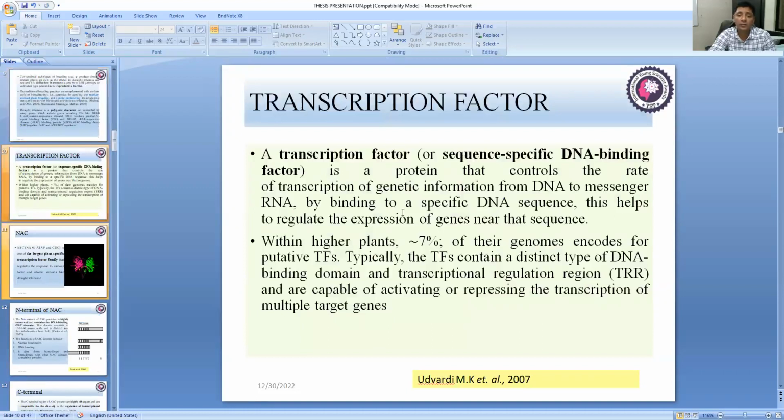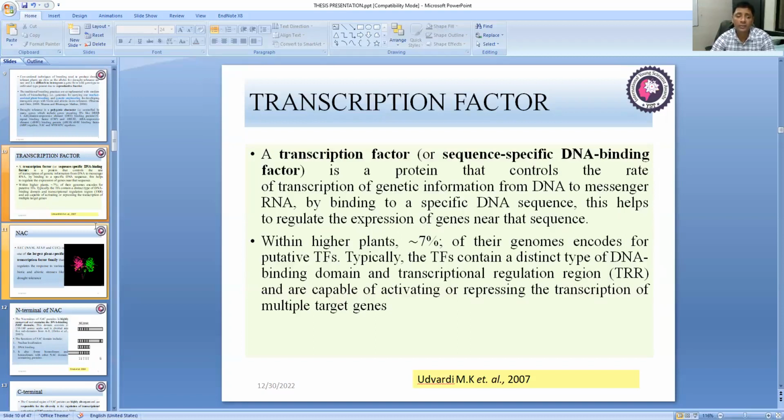Moving ahead with transcription factors. Specific transcription factors may be regulated while you are imposing the stress. Transcription factors control the rate of transcription of genetic information from DNA to messenger RNA by binding to a specific DNA sequence, and help to regulate the expression of the gene itself.